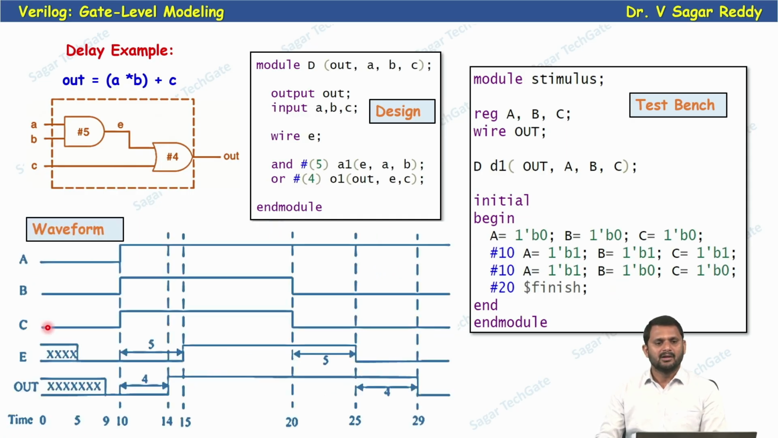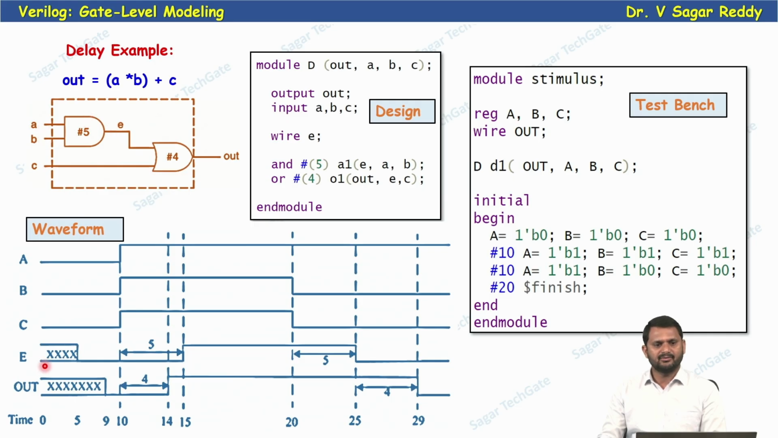So now see, this is a simple waveform. So a, b, c. Now a, b and c are 0. Here we have the AND gate output e, and the actual output of the circuit is out. Now if a, b, c are 0, what is the output of this AND gate? If a and b both are 0, then e is also 0.